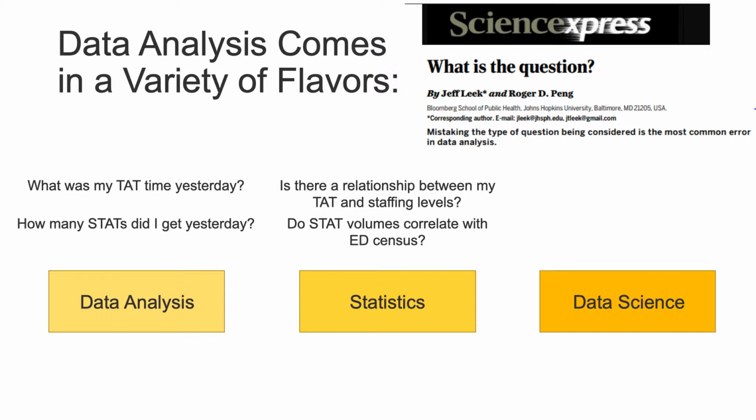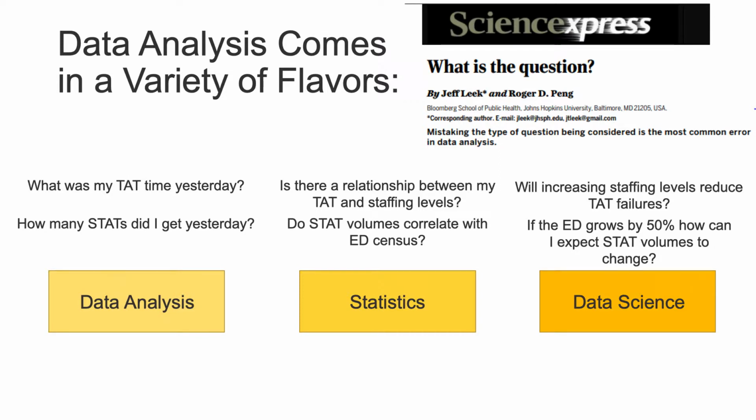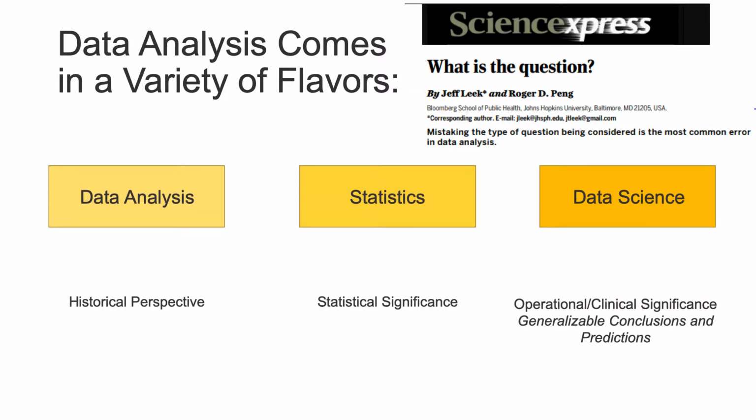For instance, is there a relationship between my turnaround time and my staffing levels? Do stat volumes correlate with ED census, right? You're starting to ask the why questions. And finally, data science really asks the highest level questions relating to what's happening in the future. Will increasing staffing levels reduce my turnaround time failures? If the ED grows in terms of the number of beds that it has, what can I expect from my stat volumes to happen?